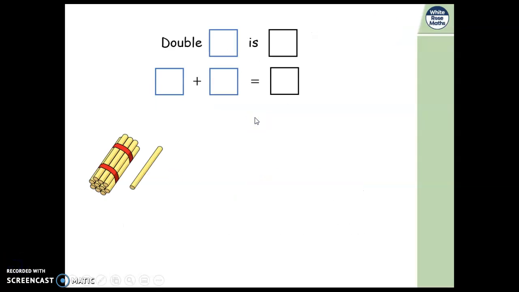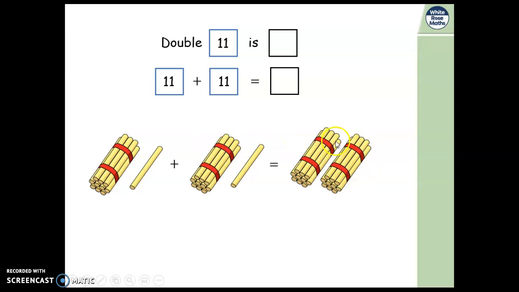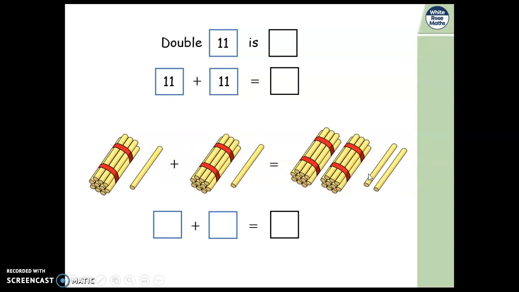Final question I'm going to look at is a number greater than 10. So we've got double, that's 10, add 1, so double 11. Okay, so let's double it. So let's put it on there. So 11 plus 11. Now, if we add the two 10s together, we've got 10, 20. Add the two 1s, 1 add 1 is 2.